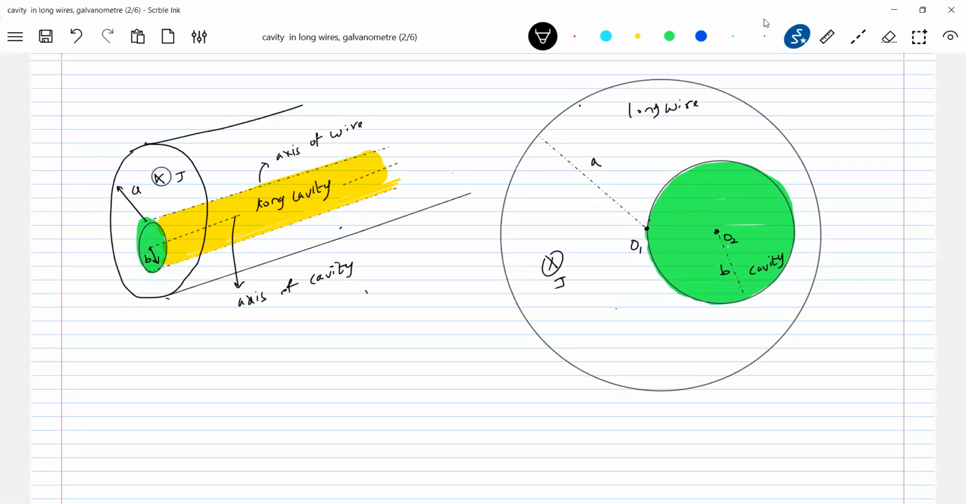So what is the diagram you are seeing? A long wire where a cavity is formed along the length of the wire. And what is B? B is the radius of the cavity. A is the radius of the wire. Let J be the current density. So first I'm interested in this particular point. So what about the field at point P1? Later on we'll go for the field outside. Later on we'll take one more point. Let it be this one.